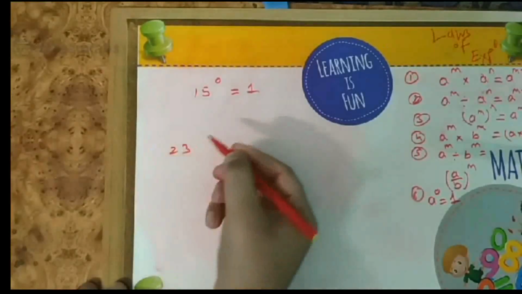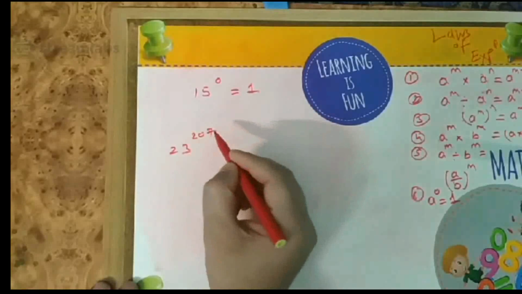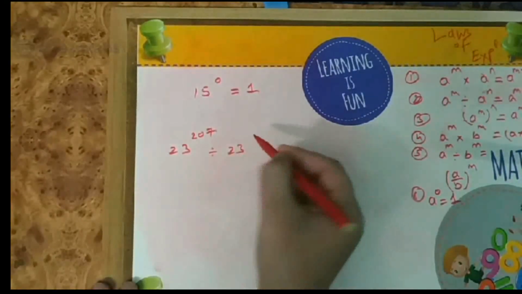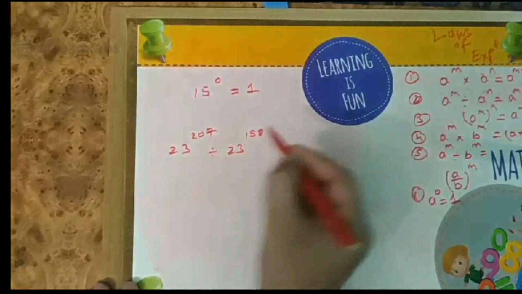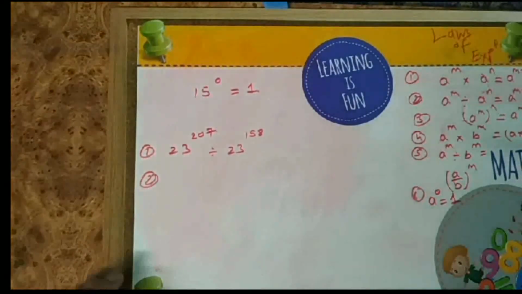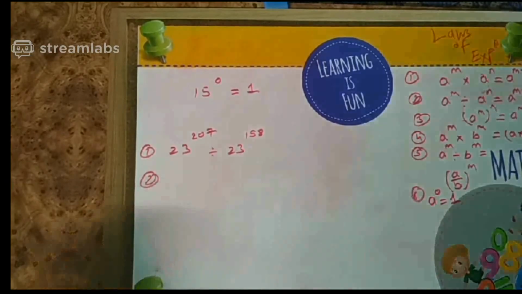The first question is 23 power 207 divided by 23 power 158. Solve the question and just drop a message in the chat session. Then we will verify whether your answer is correct or not.